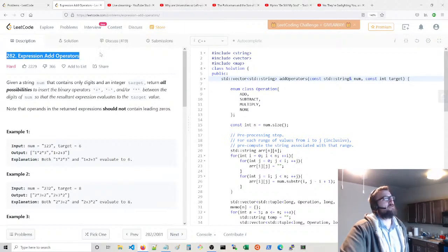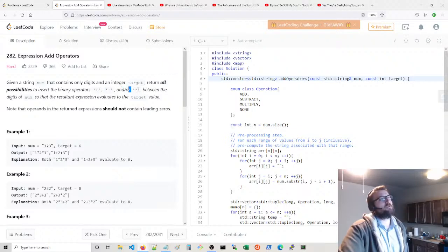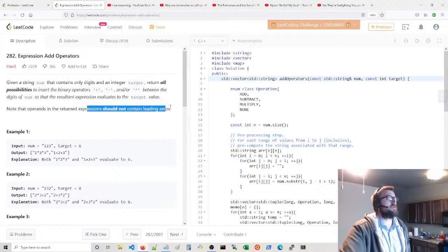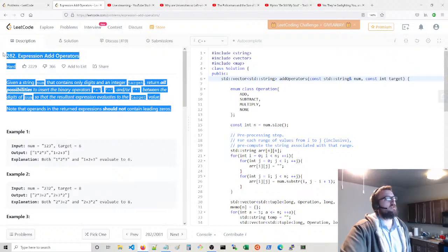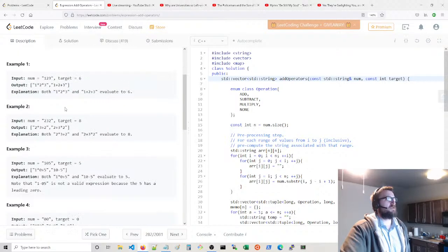All right, read the problem again. 282, Expression Add Operators. Given a string num that contains only digits and an integer target, return all possibilities to insert the binary operators addition, subtraction, and/or multiplication between the digits of num so that the resultant expression evaluates to the target value. Note that operands in the returned expressions should not contain leading zeros. Example 1: "123" looks like this: 1 times 2 times 3, 1 plus 2 plus 3, target 6. Both of these evaluate to 6.